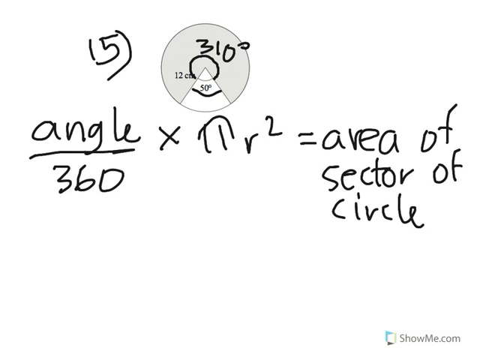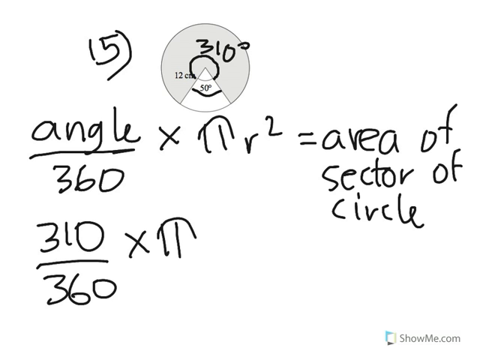Okay, so now that we know that's 310, we can use this formula which I've written here. Angle divided by 360 times pi r squared is equal to the area of a sector of a circle. So if I do 310 divided by 360 times pi times r, which is 12 squared, it'll give me the area of the sector which I want to find, and that sector is this shaded sector.